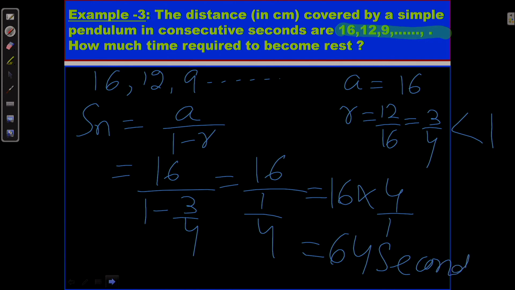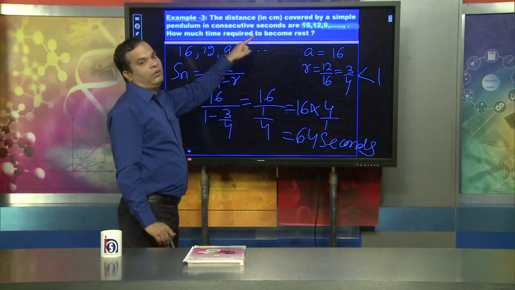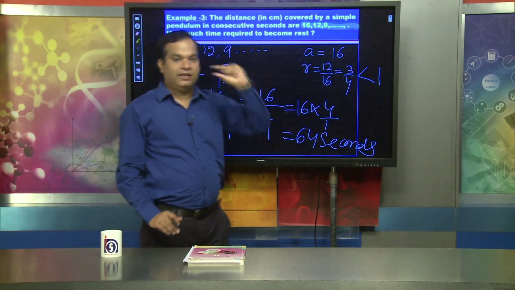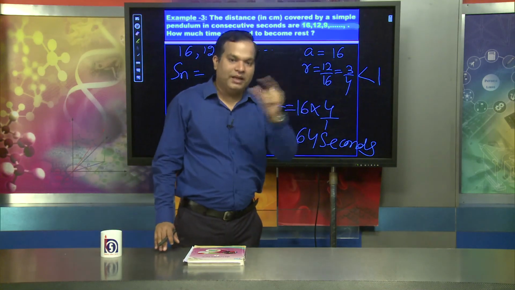Dear learners, you see how we have easily solved this problem by using the sum of n terms of a geometric progression. That means I can say that 64 seconds are required for the simple pendulum to reach the rest position.